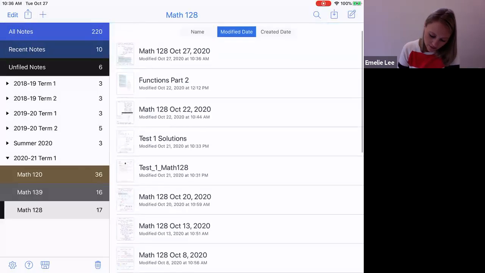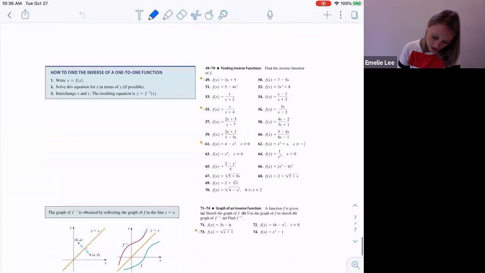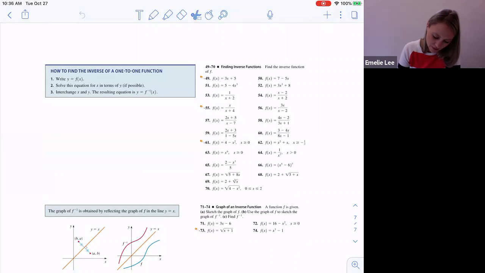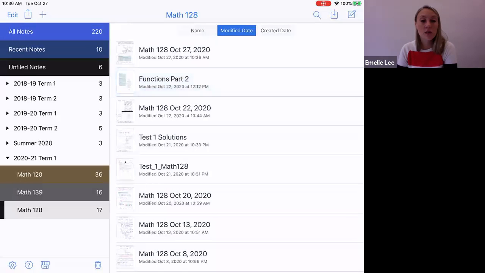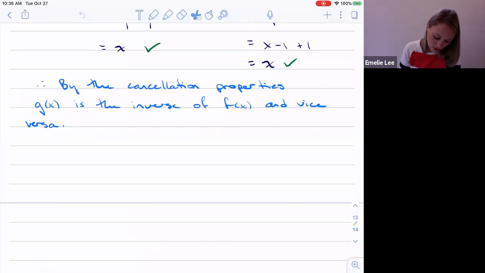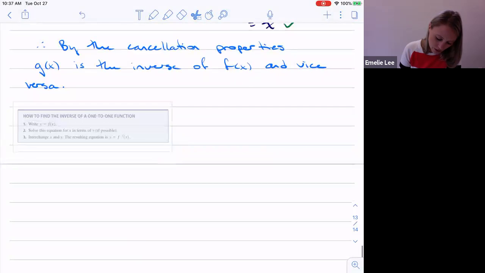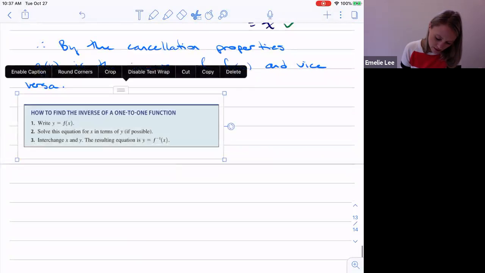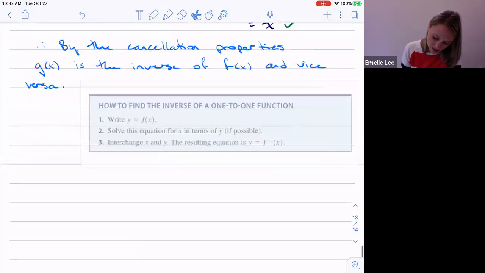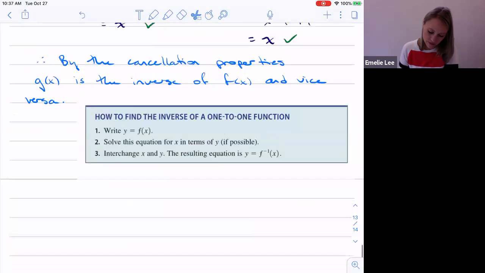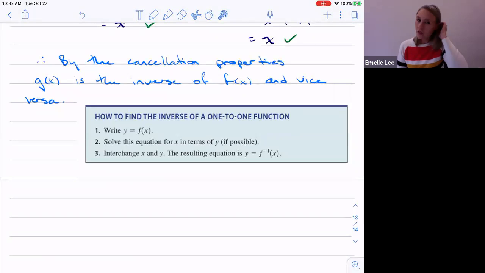So how do we find this inverse? How to find the inverse of a one-to-one function. So the first step is you have to make sure that you have a one-to-one function, which we know how to do now, right? So how to find the inverse, put it here so we have it nice and big. There are a couple of different ways that we can do it, right?